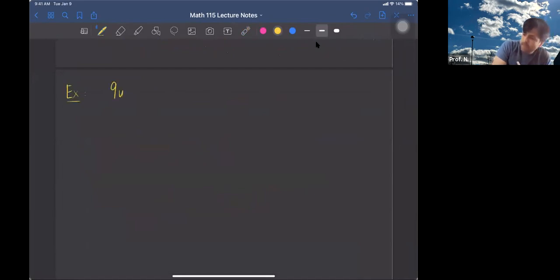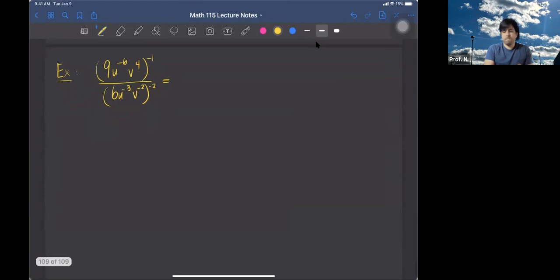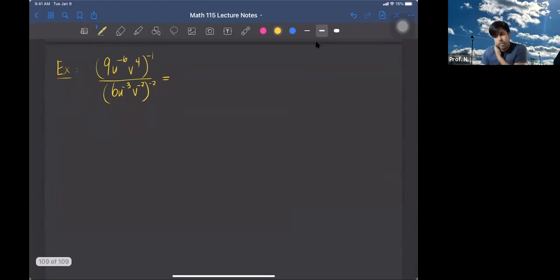u to the negative 9, u to the negative 6, v to the 4th, all over 6u. So this is going to be a little crazy, okay? Because we're going to have a lot of negative exponents. But we need this so we can have a very good understanding of what to do when we're given these kinds of problems. Okay?